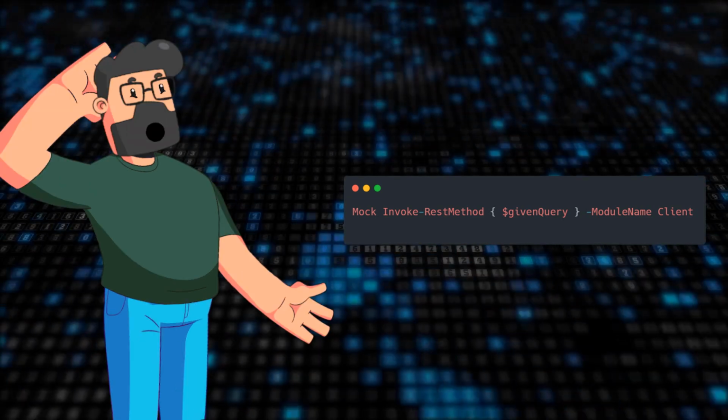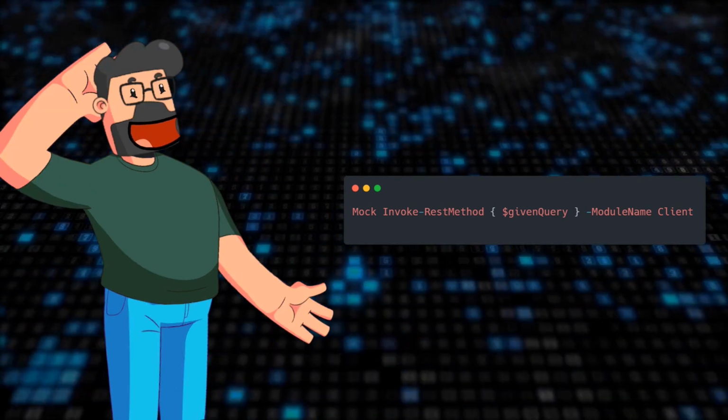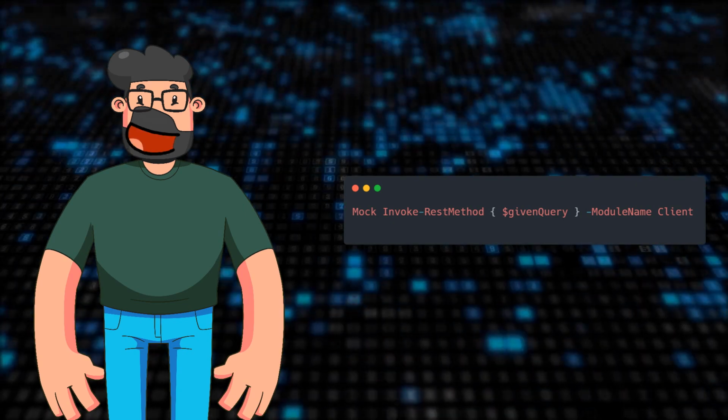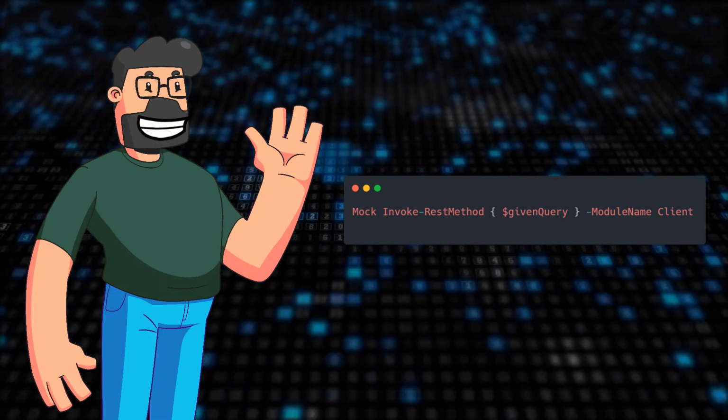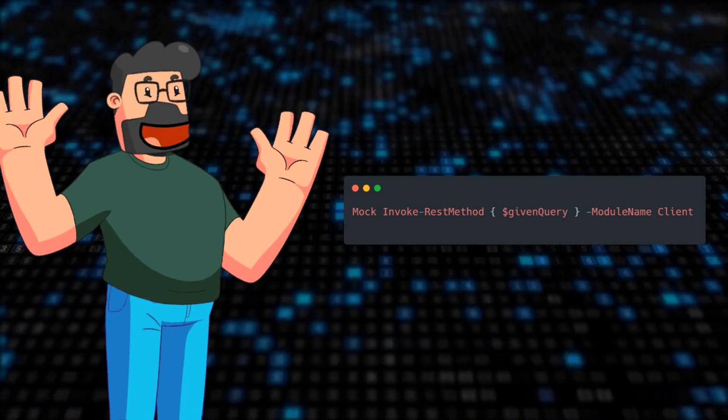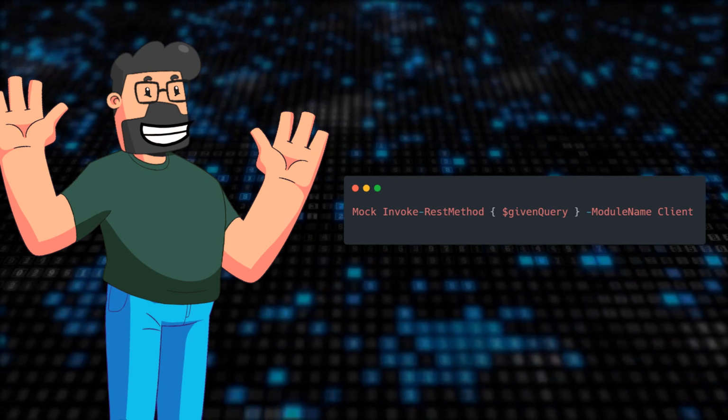By including the module name in your mock call using the ModuleName parameter, you can ensure that your test uses the mock version of Invoke-RestMethod. Simply add ModuleName client to your mock statement like this: Mock Invoke-RestMethod $given query ModuleName client.